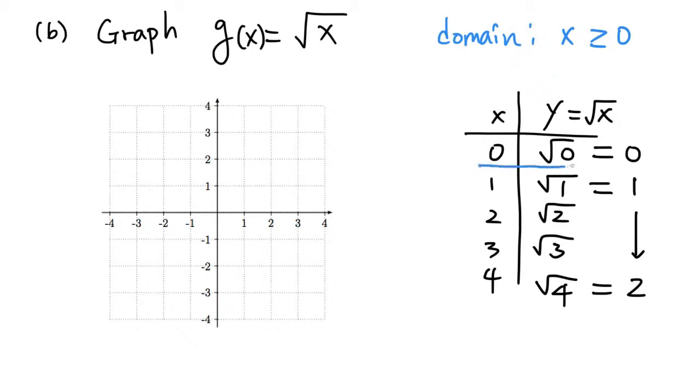Okay, now let's plot these points. 0, 0 first. Then the next point is 1, 1. And we also have this 4, 2. And between 1 and 4, there are square root of 2 and square root of 3. They should be somewhere between 1 and 2, and the numbers should be increasing somewhat. So I believe the numbers are somewhere here. Now we connect these dots, and we will get the graph of this function.